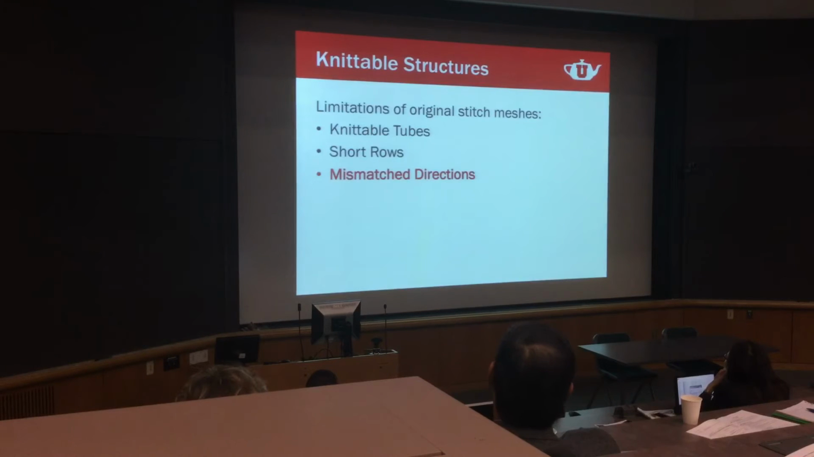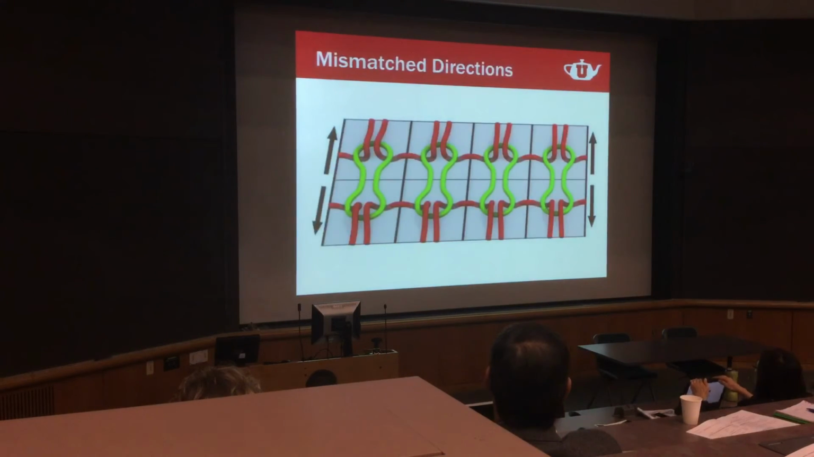So finally, we're looking at the mismatched knitting directions. Mismatched knitting directions happen when two consecutive rows disagree on the knitting direction. If we simply ignore the mismatched directions, the stitch mesh represents something rather peculiar. As you see, the green pieces of yarn form these tiny closed loops, as if there are some individual knots here. Of course, this is not how such cases will be handled in reality.